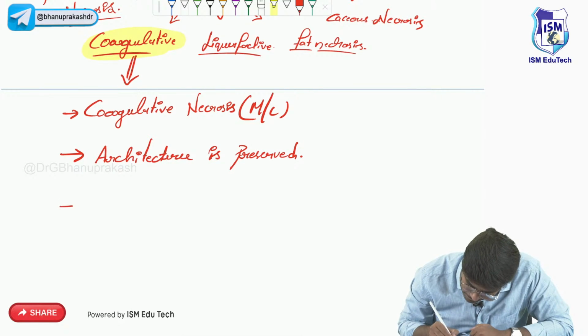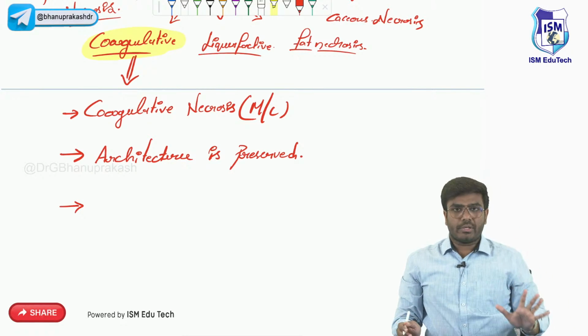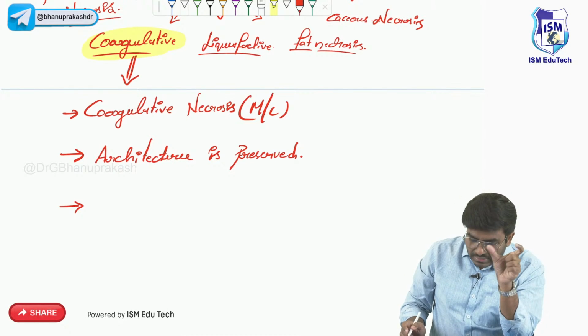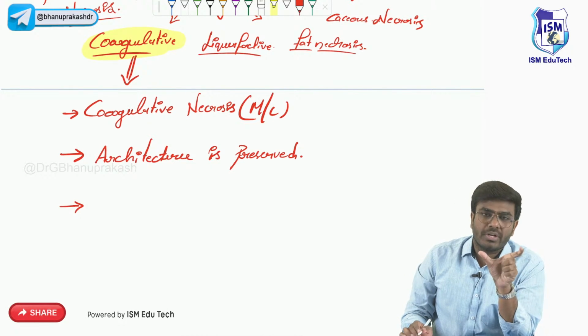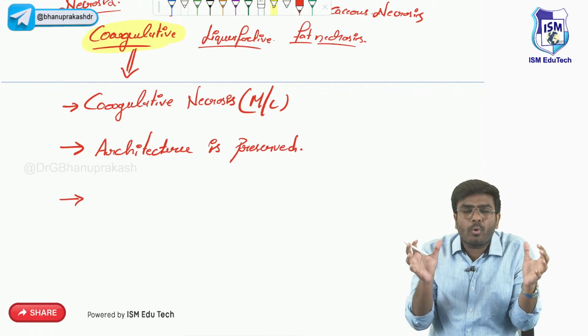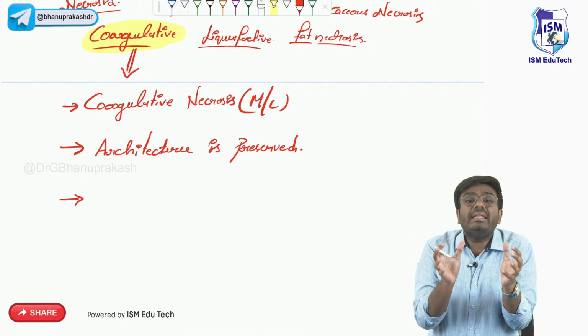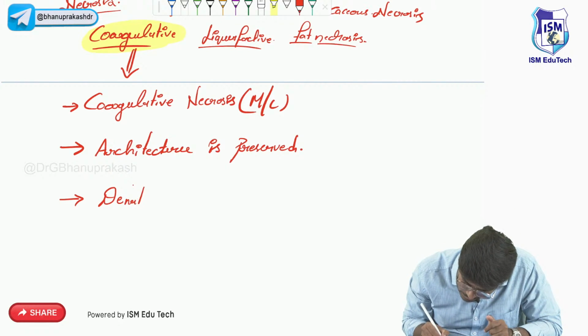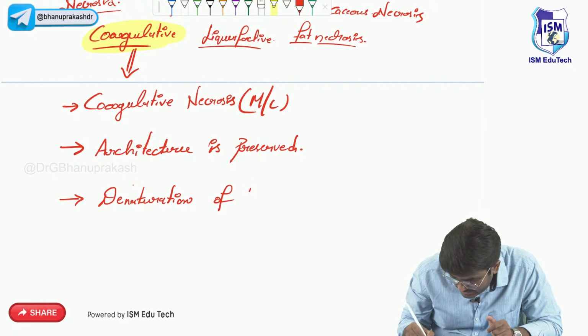Now what is the mechanism happening in coagulative necrosis? Coagulation, the name itself. Coagulation means denaturation. What exactly is happening here in coagulative necrosis? When the cell is dying, all the proteins in the cell are getting denatured. So very, very important: denaturation of proteins.